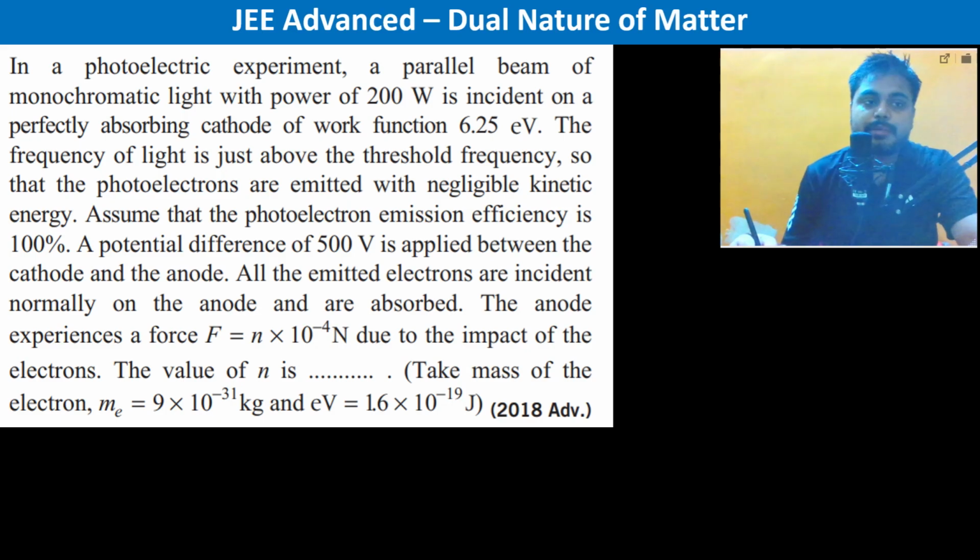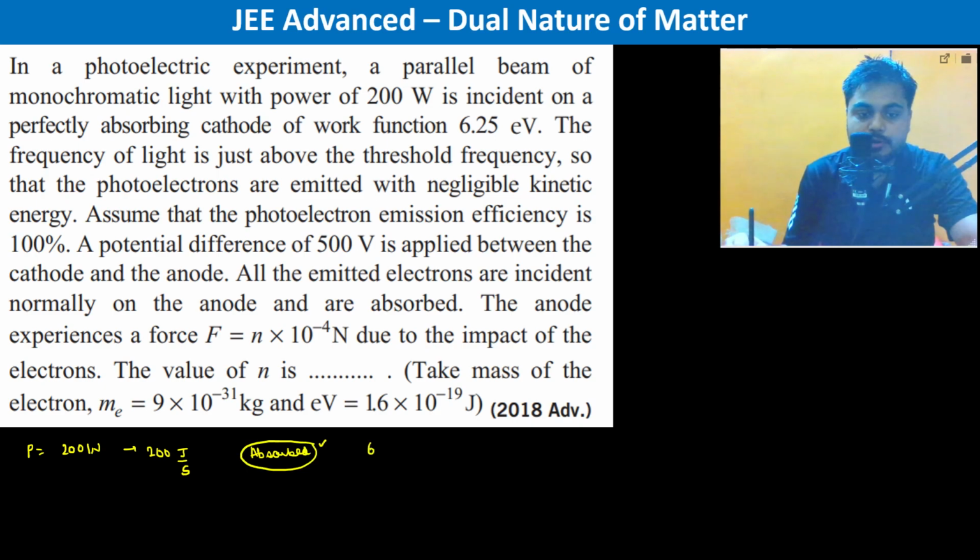Photoelectric experiment: a parallel beam of monochromatic light with power 200 watt. So what is the power? 200 watt. That means 200 joules per second is incident on a perfectly absorbing cathode. So it's absorbed. Okay, of work function 6.25 electron volt.